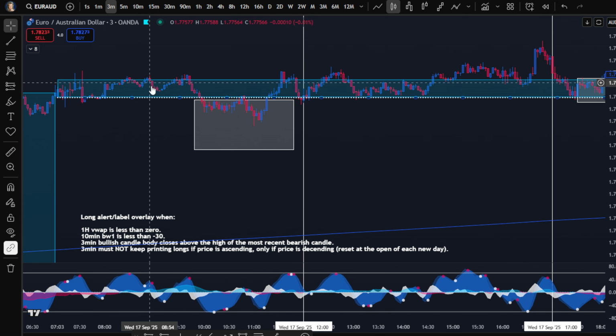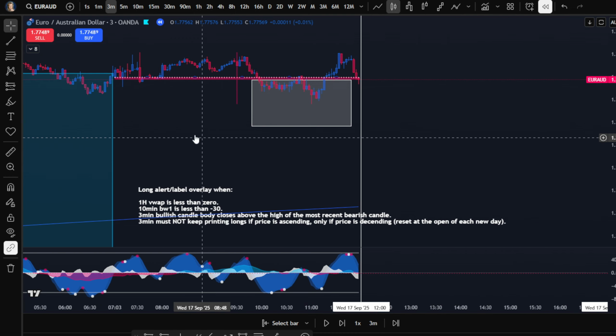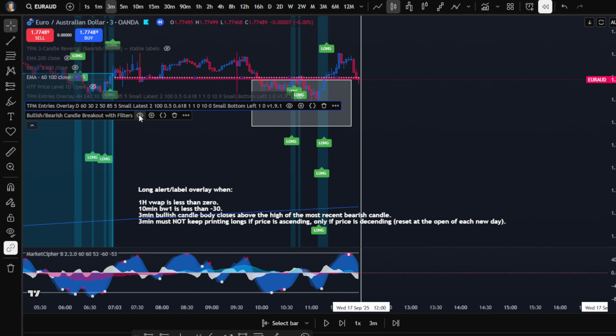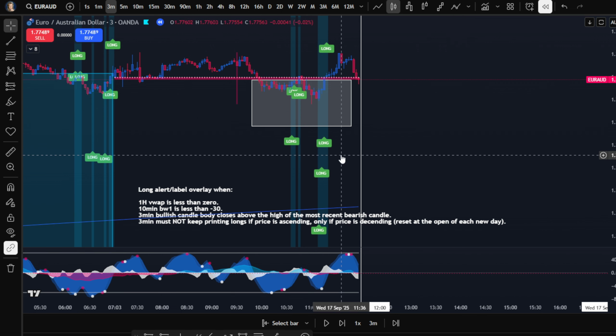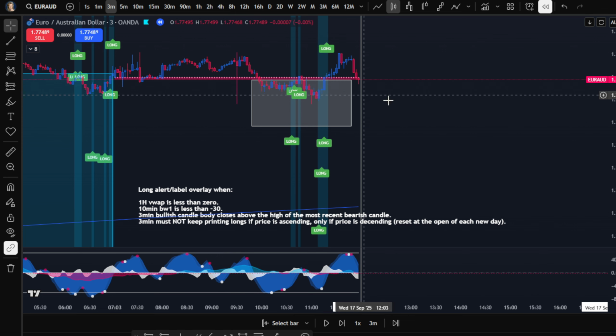All right, I tried to code this, so I'm just going to go backwards and show you. It's going to be very ugly. Hopefully we can make sense of it, and the label's also floating all over the place, but you can see it's looking at those conditions, right? It's printing multiple times, which I don't want, and this label would correspond with when this candle body closes over the high of the most recent bearish candle, you get the long alerting.